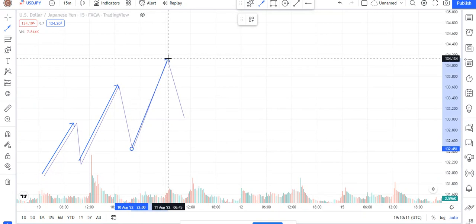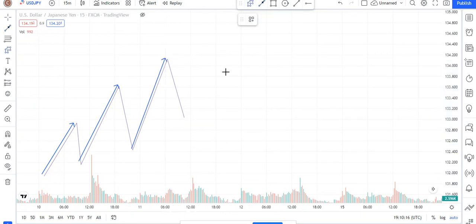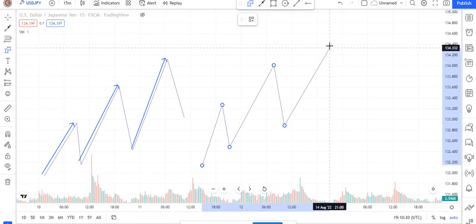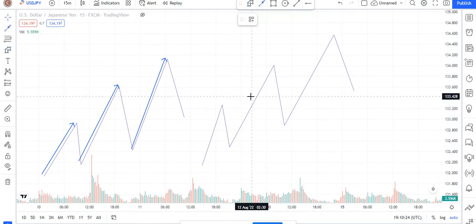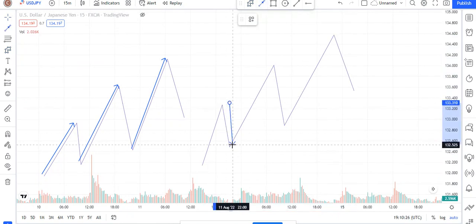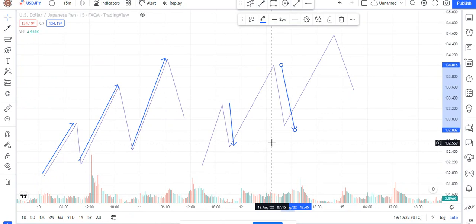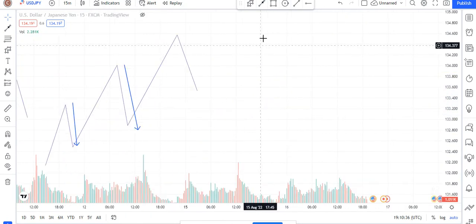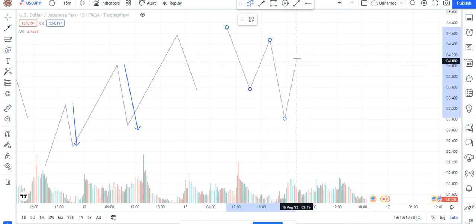All right. But the corrective legs are those that move against the trend direction. So in an uptrend, if we have any leg of price or any movement of price that goes down, which means that it's going against the trend direction, everything that's going down, those are corrective legs.